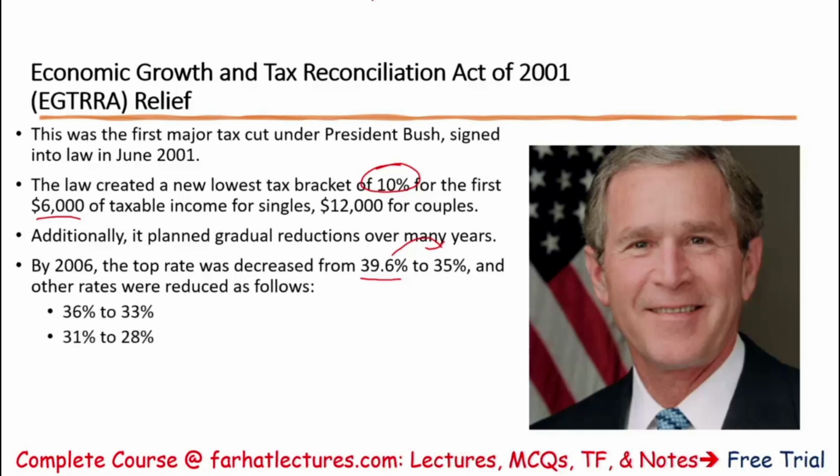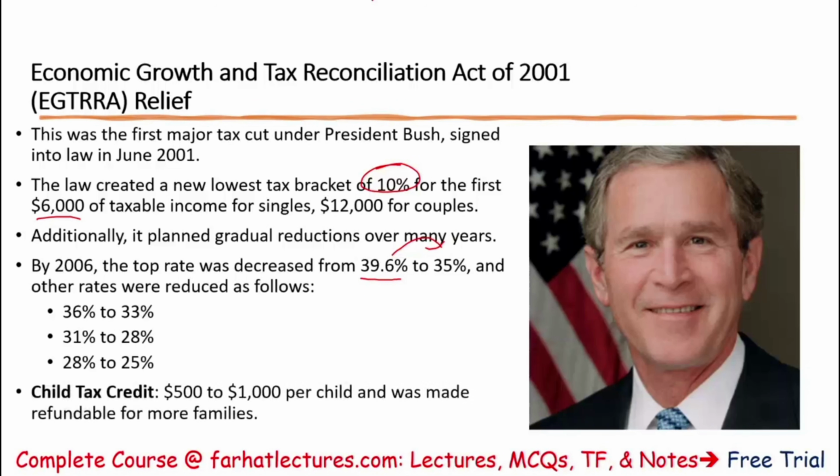36 went down to 33, 31 to 28. Those are the different tax brackets. If you don't know what the tax brackets are, we'll talk about them soon. Simply put, if you were paying 28, now you pay 25. Also, the child tax credit went from 500 to 1,000. That was a big deal, basically doubling the child tax credit, and it was made refundable. Refundable means even if you don't owe any taxes, we're going to give you the money if you have a child and you qualify.